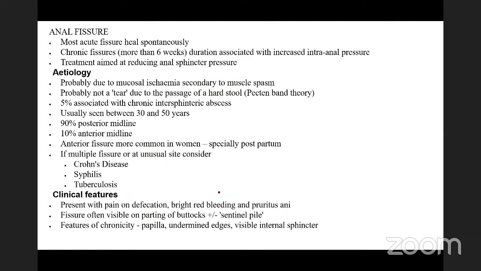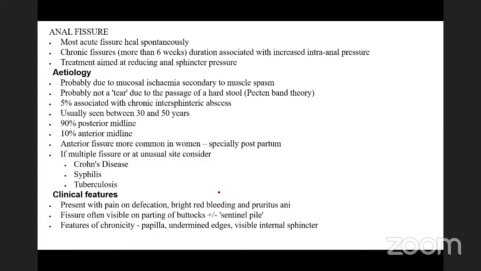Now, anal fissure: most acute fissures heal spontaneously. Chronic fissures, those that have lasted for more than 6 weeks, are associated with increased intra-anal pressure. Now, treatment is aimed at reducing the anal sphincteric tone.